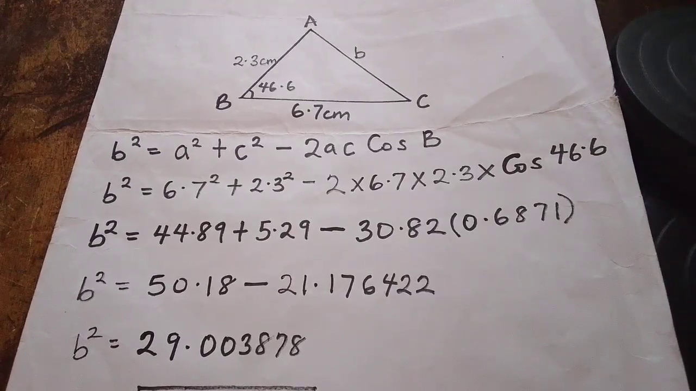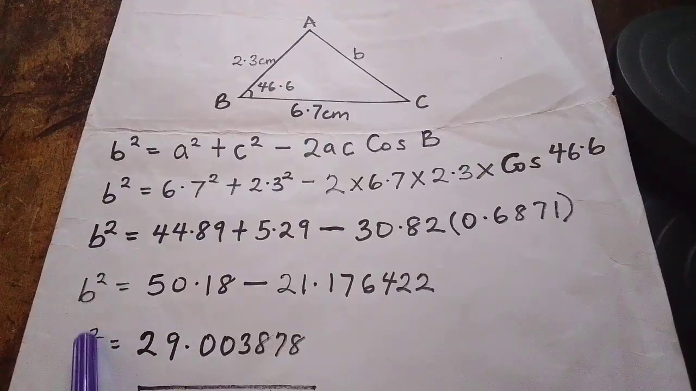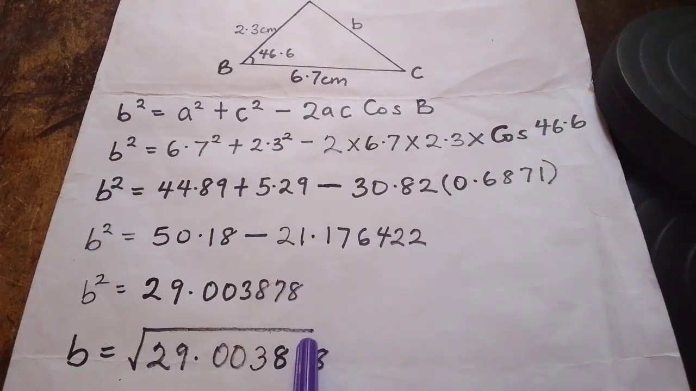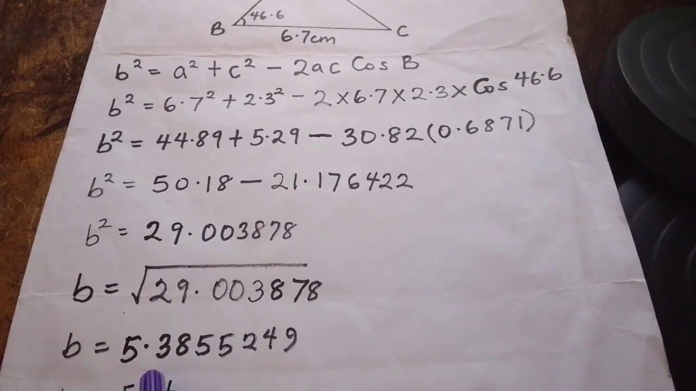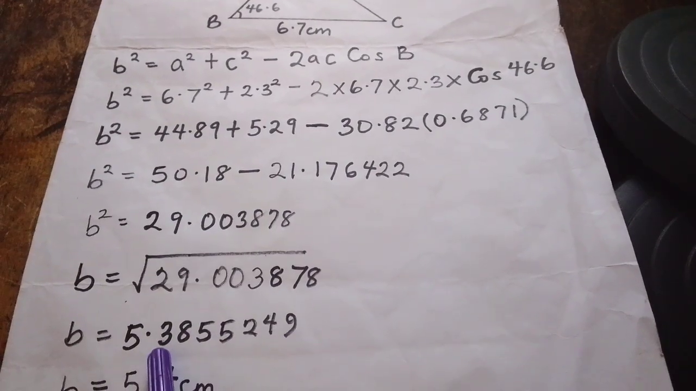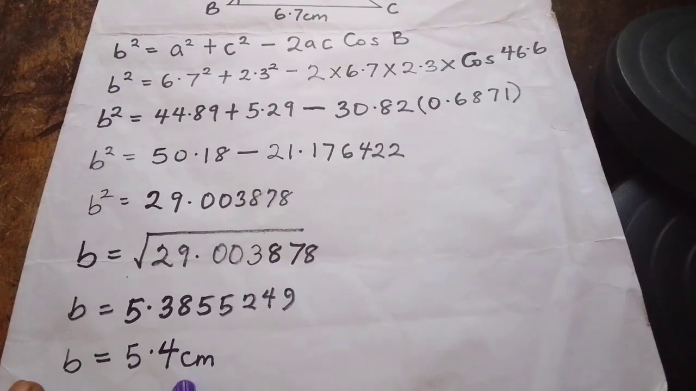29.003878. So to get our B, since this is B squared, you are going to find the square root of this. When you find the square root, it's going to give you 5.3855249. So to one decimal place, the digit after the first decimal is more than 5, so add 1 to the digit you are having here. So that means you will be having 5.4 centimeters.